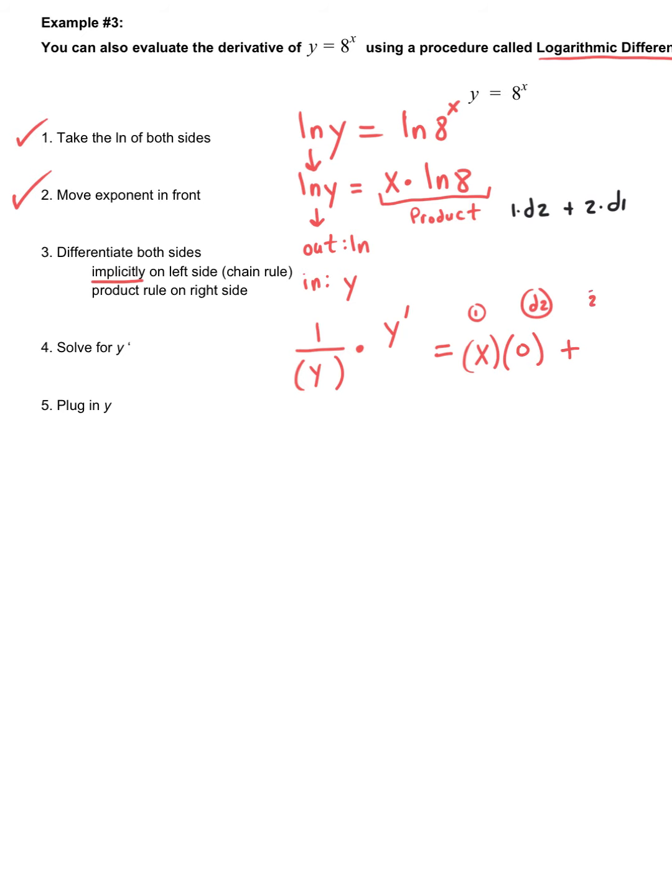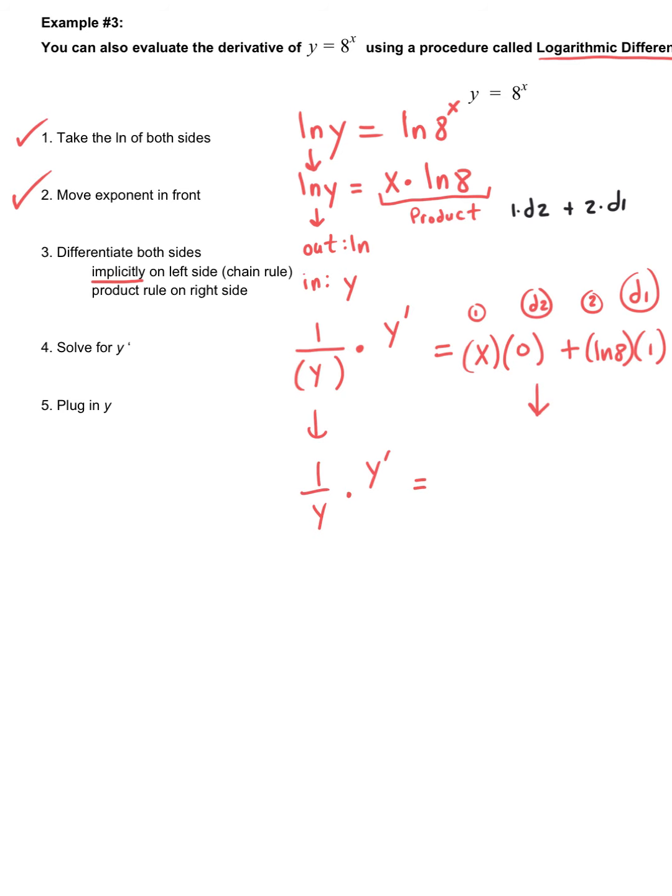The second function as is, ln 8. And then the derivative of the first function, the derivative of x, is just 1. All right, so there you have it. 1d2 plus 2d1. Now we're going to go ahead and simplify that. There's nothing we can simplify on the left, so I just have 1 over y times y prime. I'm sorry, it's late.